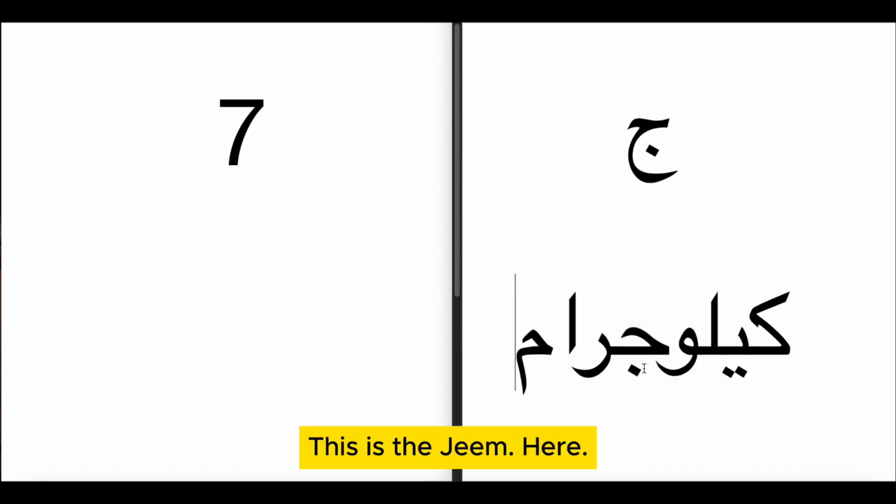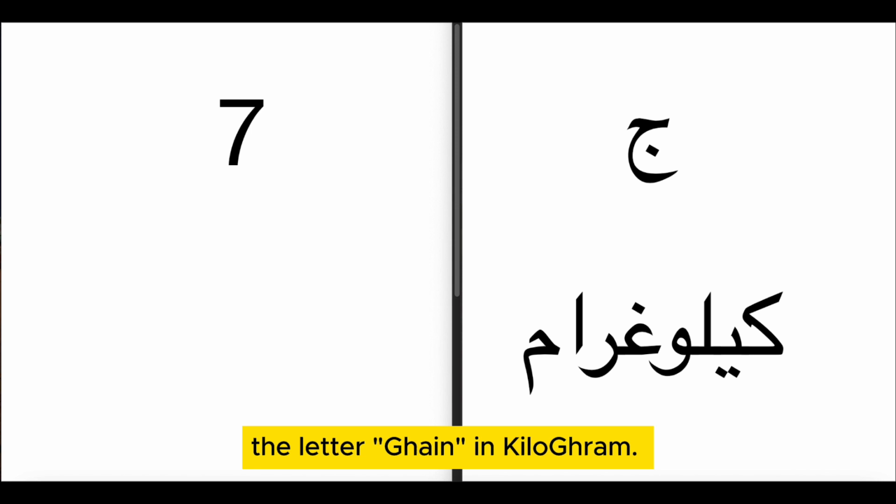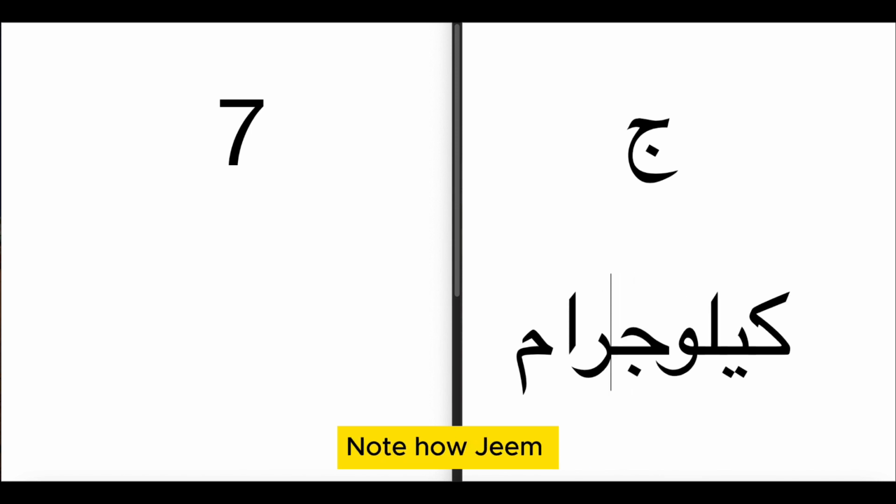See, kilogram. This is the Jeem here. There's another letter which we will learn later, but it's sometimes also used as a replacement for the ga, which is the letter ghain, kilogram. We're going to learn it later. Let's focus on Jeem. Note how Jeem connects to other letters here.